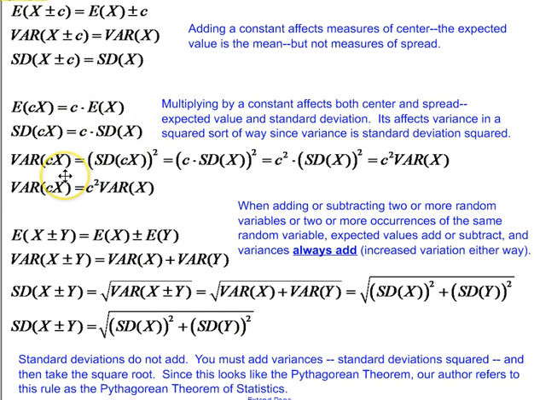Now the variance, since the variance is the square of the standard deviation, which I forgot to mention up here, the variance is standard deviation squared. So if we take the variance of c times x, that's the same as the standard deviation squared. If we follow along what we did in the previous example and square everything, notice that we end up with c squared times the standard deviation of x squared, which is c squared times the variance of x. So when we multiply by a constant, it directly affects expected value and standard deviation, but we multiply variance by the square of that constant.